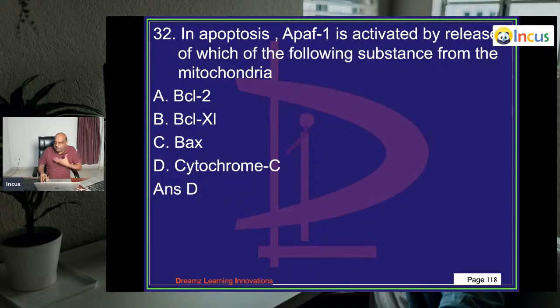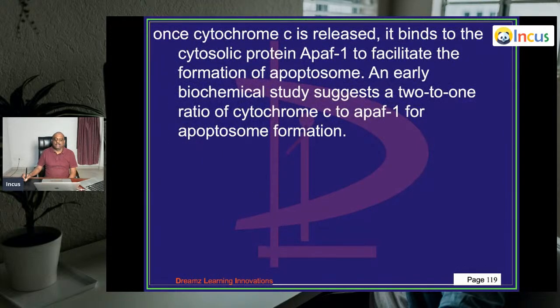Definitely आएगा. आपका personally एक 25-30 points आपके मुट्ठी में रहना apoptosis बोल के मैं scratch करे तो you should start vomiting it out. That should be the last moment preparedness for the battle. So it is the cytochrome C. EPOF1 is activated by the release of cytochrome C. Once cytochrome C is released, it binds with the EPOF1 and it facilitates the apoptosome formation. Is what you need to remember.